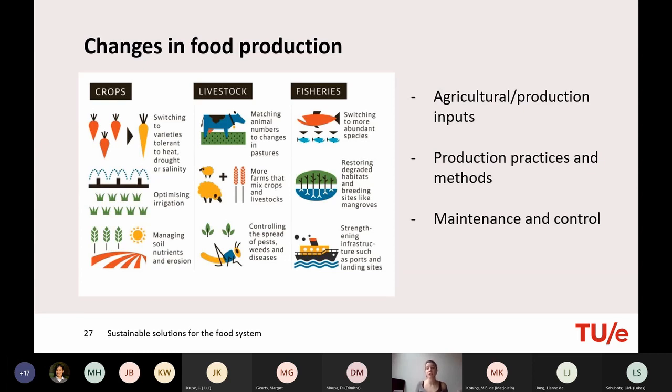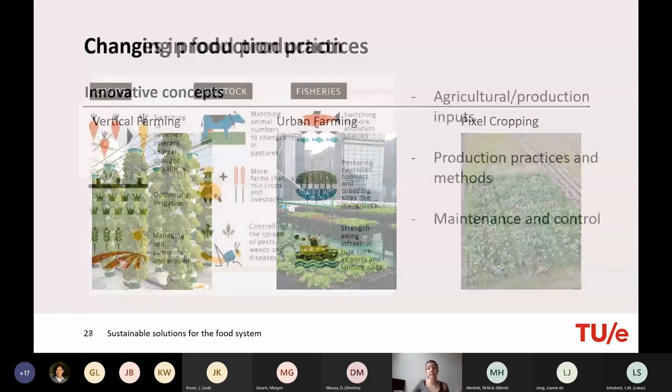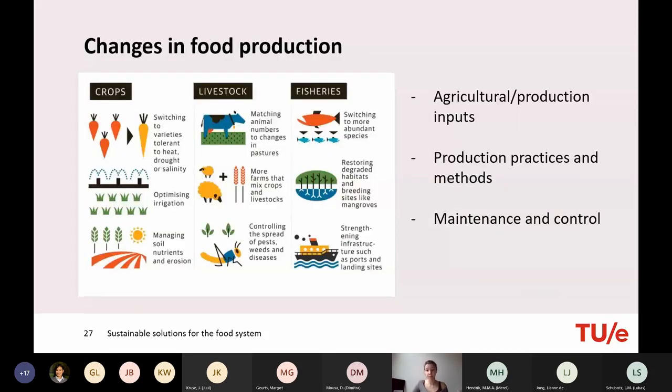Again, we can also change our production practices and methods and adapt them in a way that they are less resource intensive. And then we can also change our maintenance, and control and monitor our systems a bit better in order to, again, use fewer resources, maybe use less fertilizer and things like this.